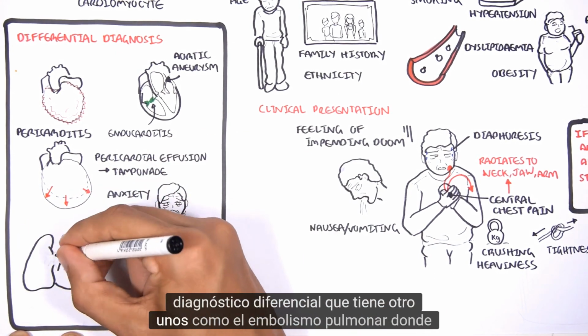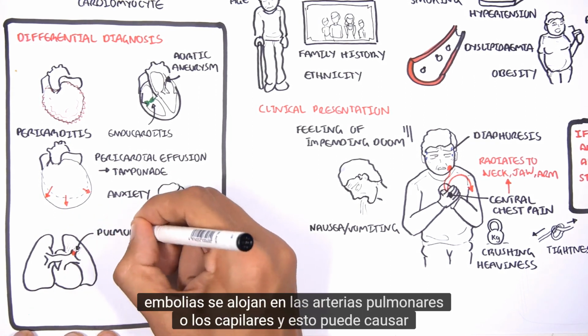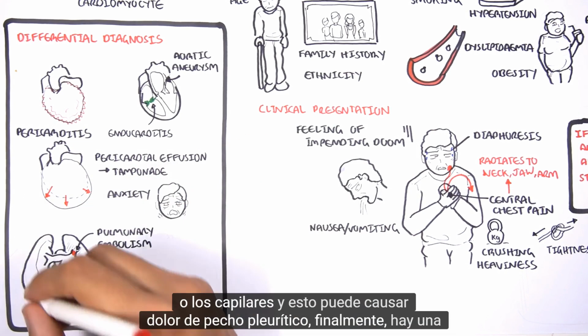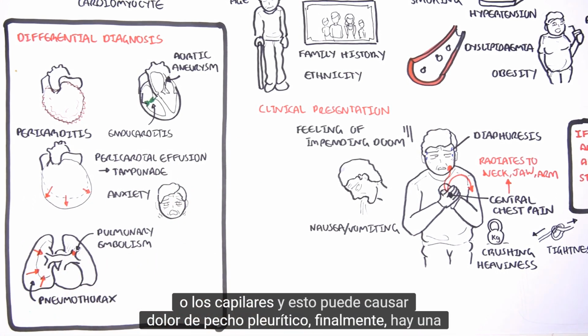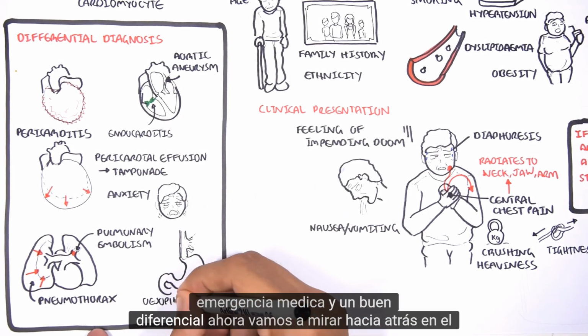You have other ones such as pulmonary embolism, where an emboli lodges in the pulmonary arteries or the capillaries, and this can cause pleuritic chest pain. Finally, there's esophageal rupture, which is another medical emergency and a good differential.